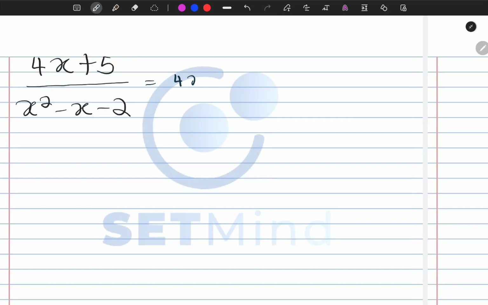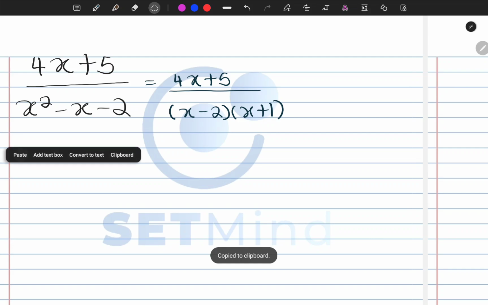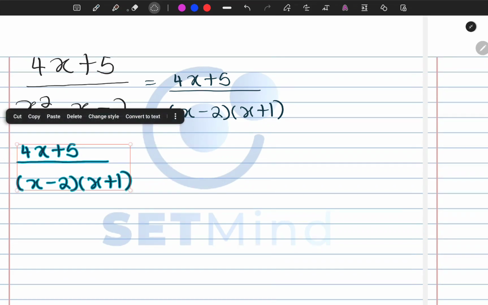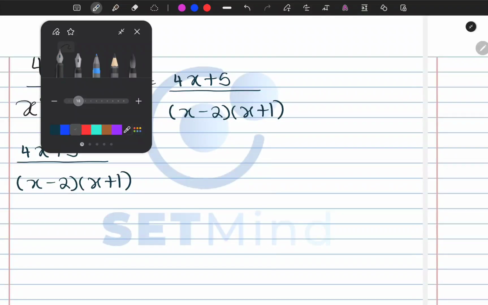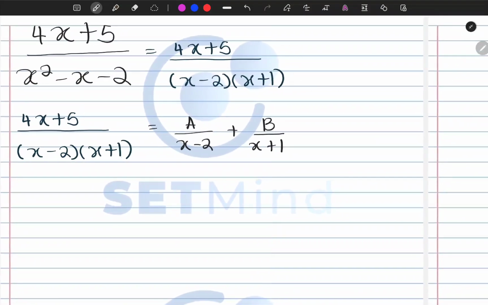If you look carefully, we have 4x plus 5. Our denominator can be written as x minus 2, x plus 1. So if we take this down here, because now our denominator is made of linear factors, we now know how to deal with this. This will simply be a divided by x minus 2 plus b divided by x plus 1. So what we'll do, as we always do, is multiply by the common denominator.